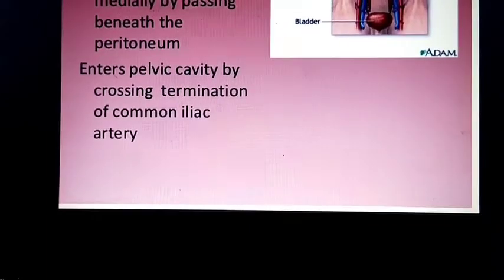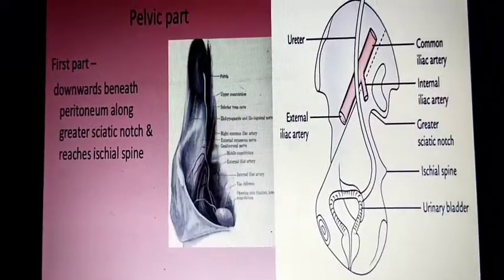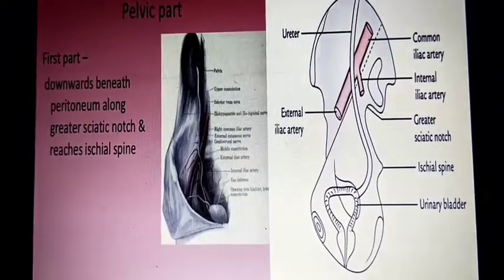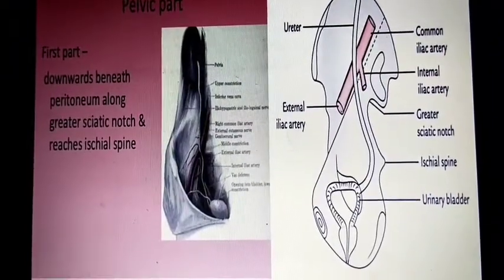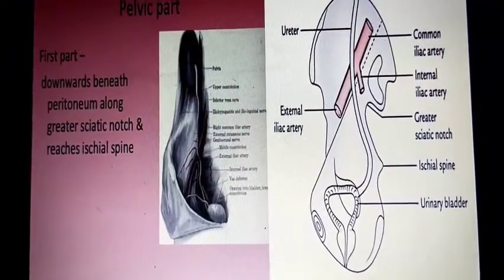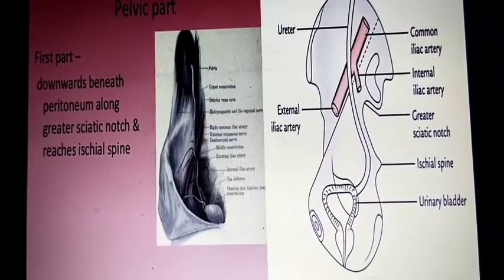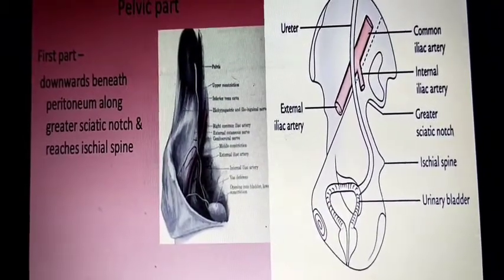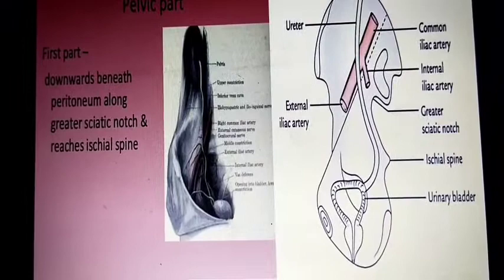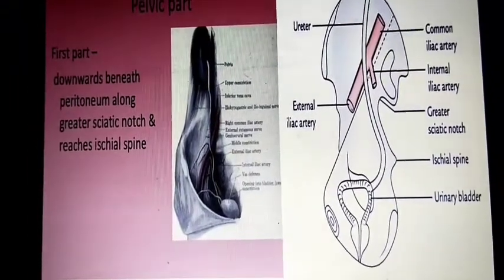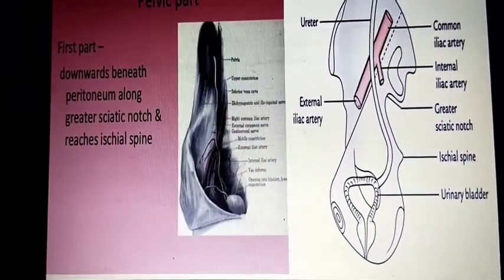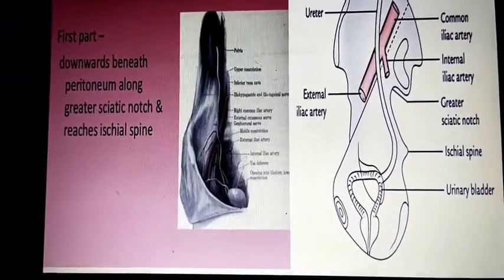First of all, in the pelvic part, it runs downwards beneath the peritoneum along the greater sciatic notch and reaches the ischial spine. From the ischial spine it moves obliquely towards the urinary bladder. Then it opens into the trigone.